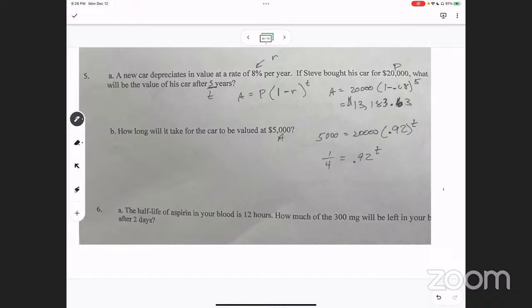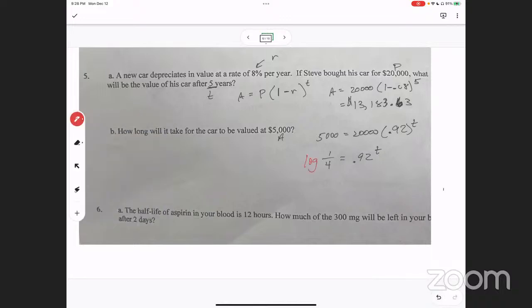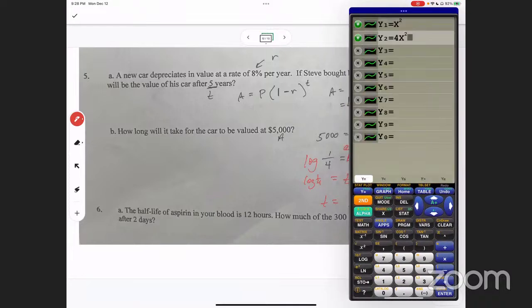So take the natural log of both sides or the log of both sides, either one. The log. So that T comes down to the front. So T log of 0.92 equals the log of 1/4. So T equals the log of 1/4 divided by the log of 0.92. See what that equals.